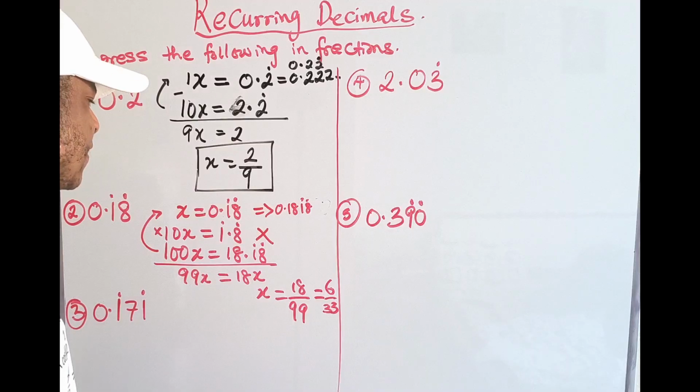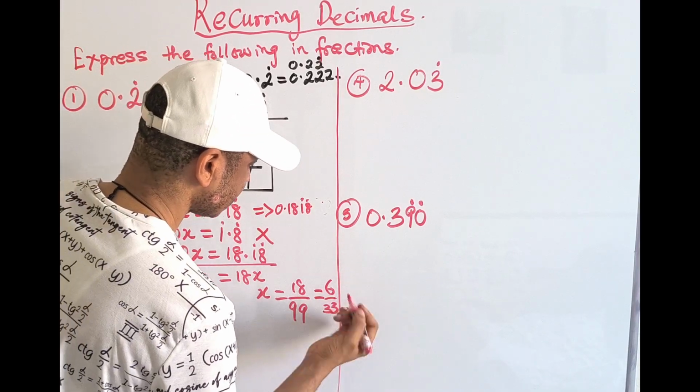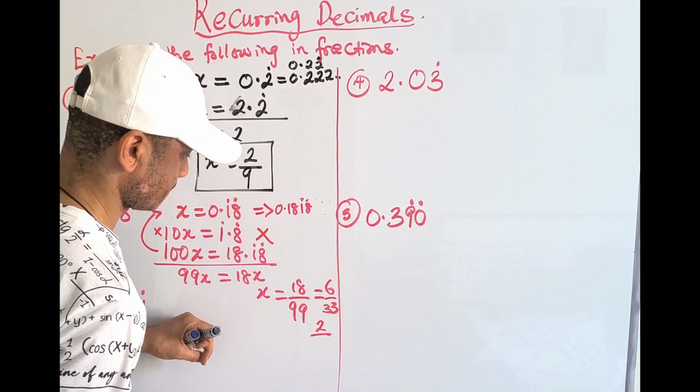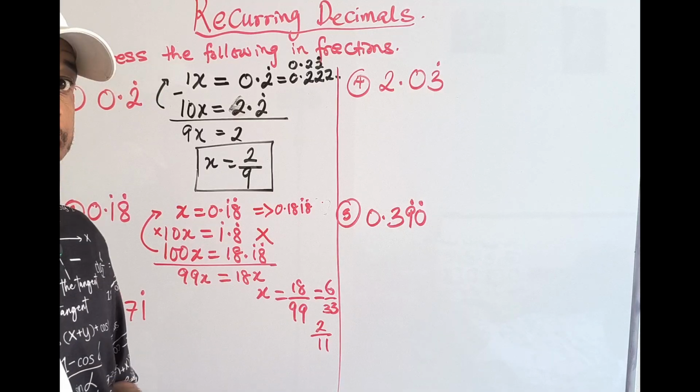So we can simplify that to be 2 by 11. So 2 by 11 should be my answer.